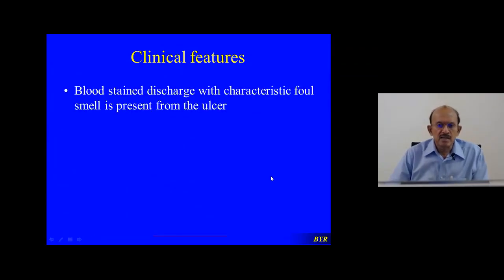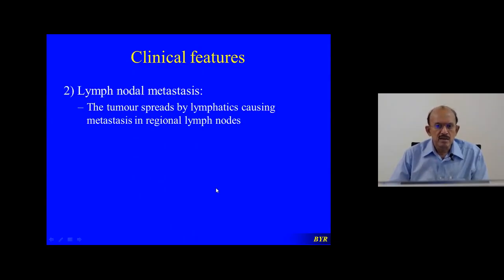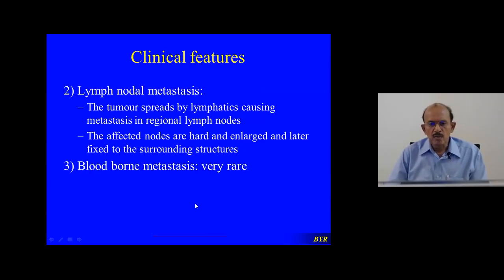Bloodstained discharge with characteristic foul smell is present from the ulcer. There may be lymph nodal metastasis. The tumor spreads by lymphatics, causing metastasis in the regional lymph nodes. The affected nodes are hard and enlarged and later fixed to the surrounding structures. Blood-borne metastasis is rare.